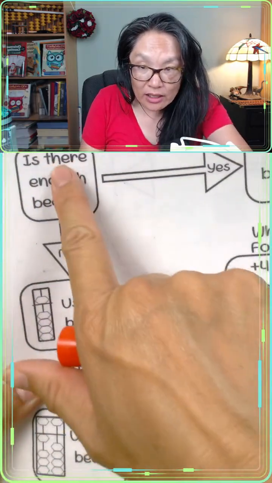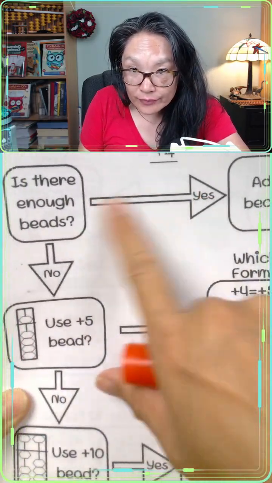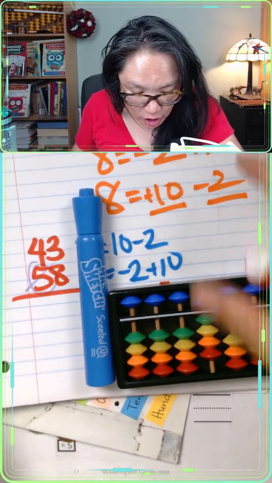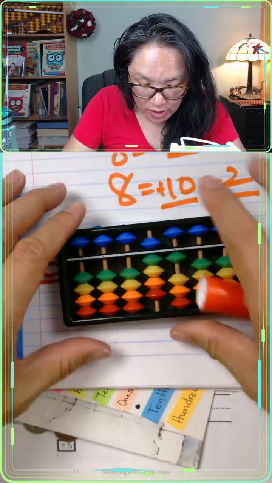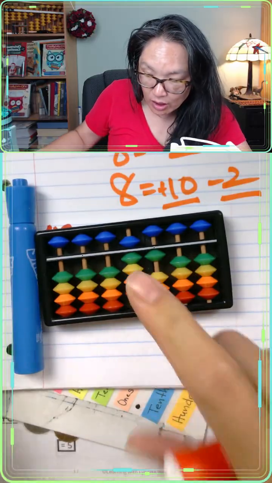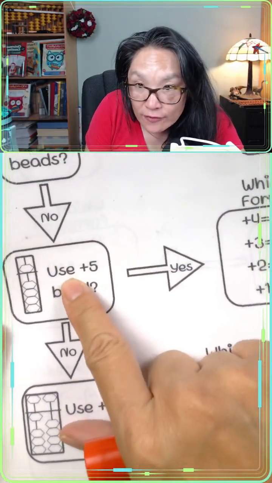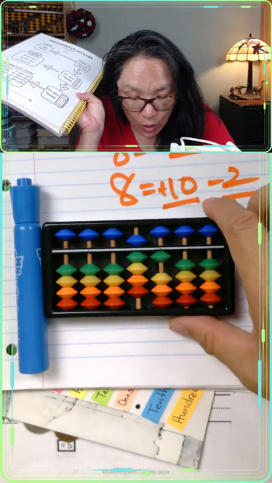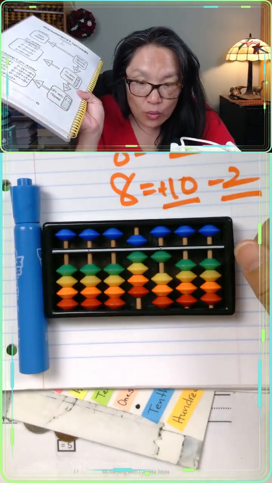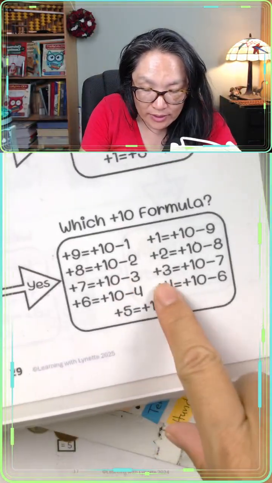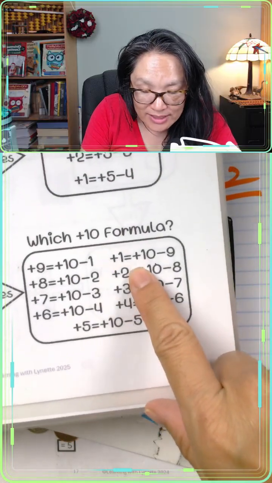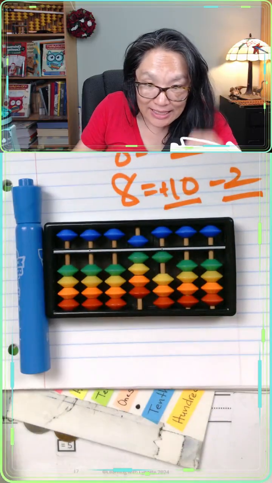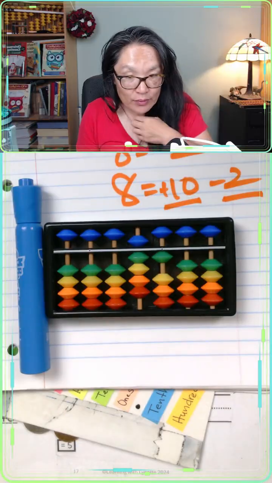So the first thing we're going to do is understand, can we add the 5? Is there enough beads to add the 10? No, there's not enough beads to add the 1. So we already figured that out. Is there enough to add the 5? Can we do it? No, because we're already using the 5. So the last one is what? Plus the 1 is equal to plus the 10 minus the 9. That is the formula that we need to use.